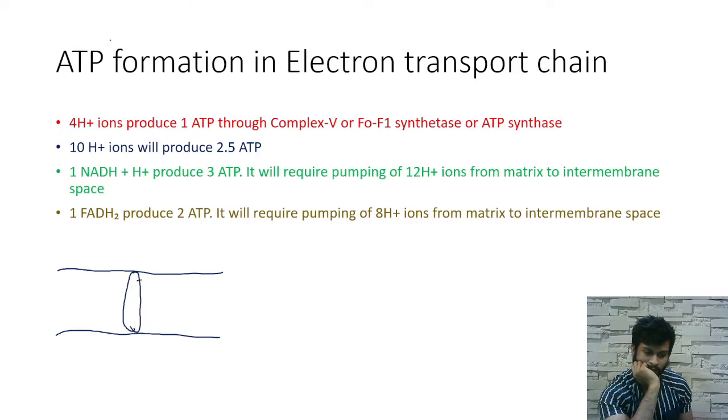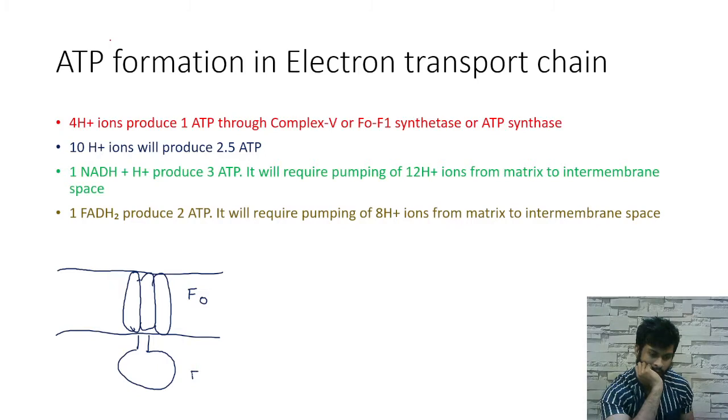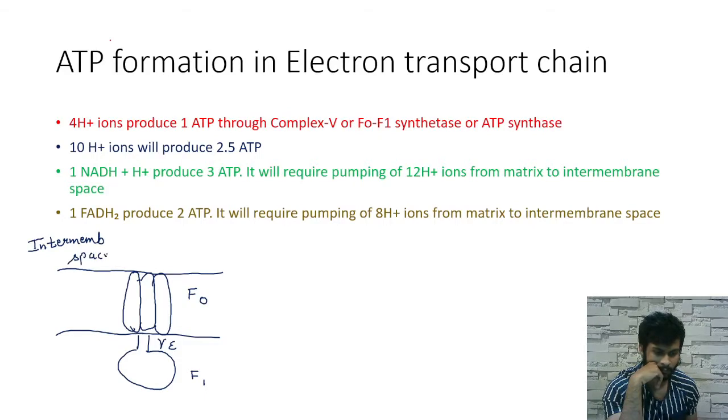Let me draw so that you will understand it much better. Okay, this is F0 F1, and here the gamma epsilon complex will be there. Here is the intermembrane space, this is the inner membrane, and this is the matrix.